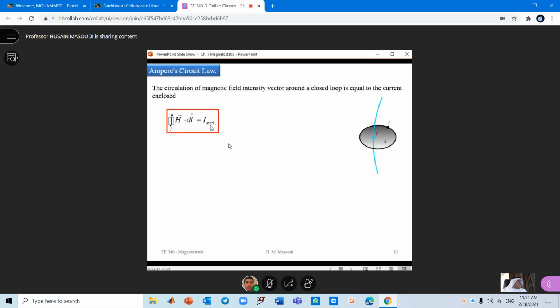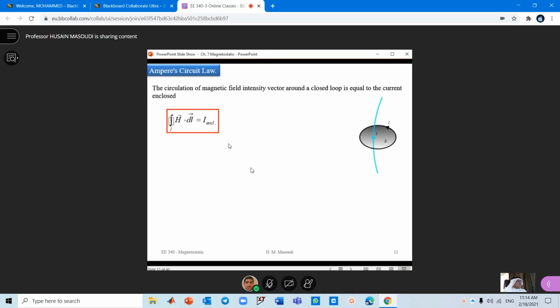Again, this is a very powerful concept to solve symmetrical problems, as we are going to discuss with a few examples. Again, line as well as surface as well as volume. We are going to use it for volume, which is very powerful.